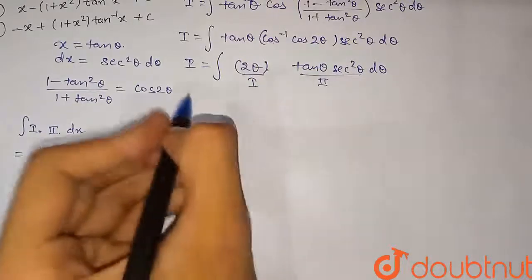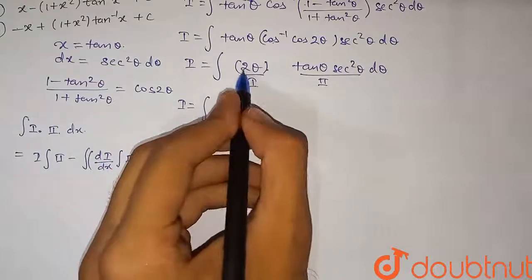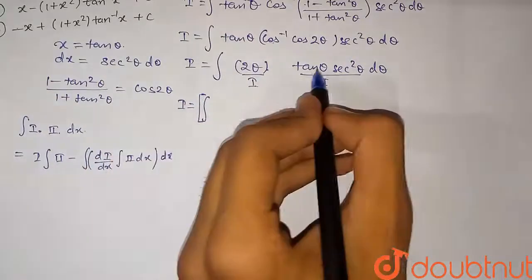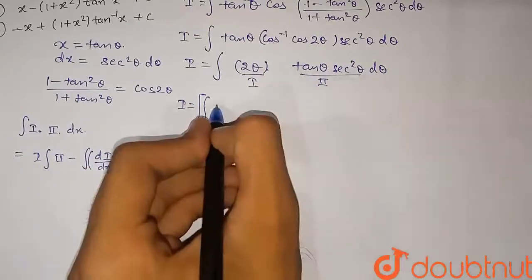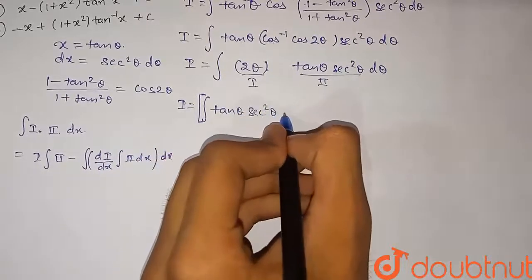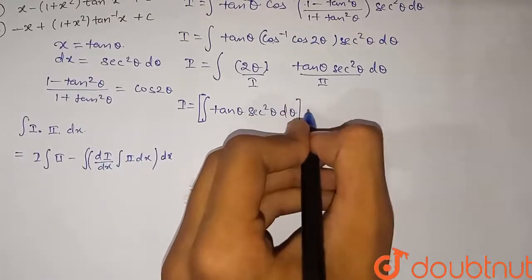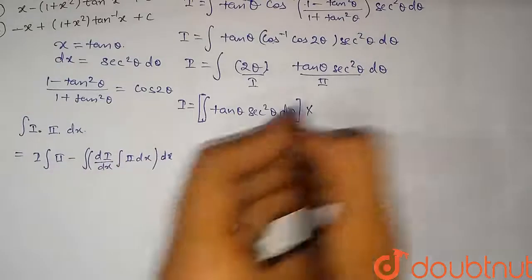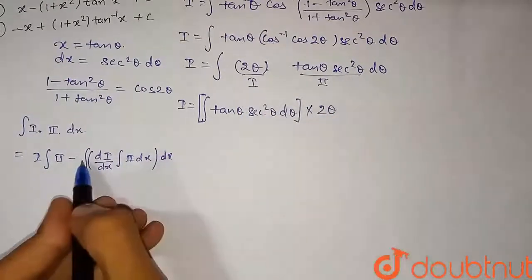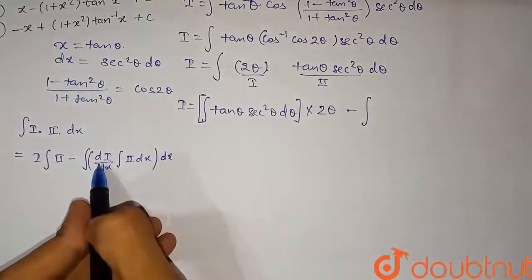So we can write I as the integration of the second function multiplied by our first function. We put a bracket here: integration of the second function, that is tan theta sec square theta, with respect to theta, so we put a d theta here, and this integration is multiplied by our first function, that is 2 theta. So here it will be 2 theta, minus, and this minus sign we put, integration of the differentiation of the first function.